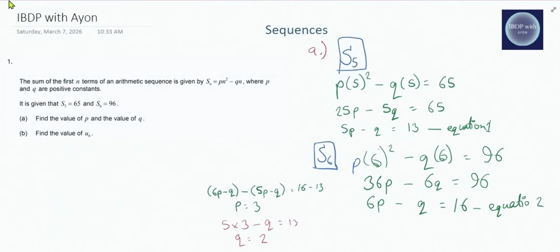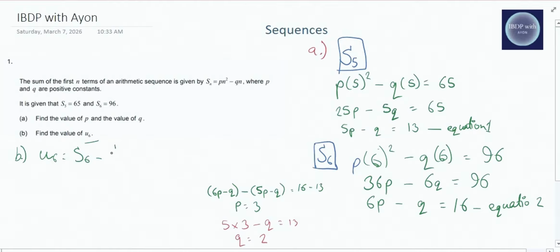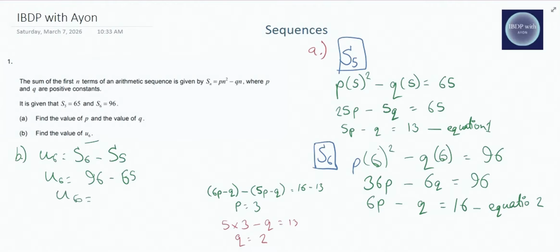Part B says find the value of u6. For finding the value of u6, we can write u6 equals S6 minus S5, and here S5 and S6 are given, so u6 equals 96 minus 65, and so the final answer is u6 equals 31.